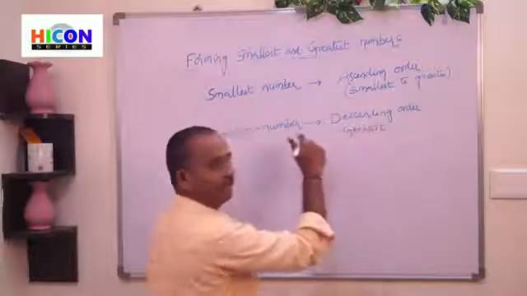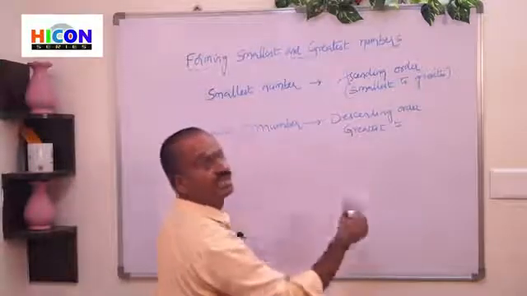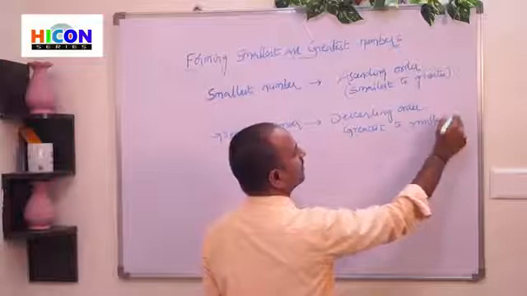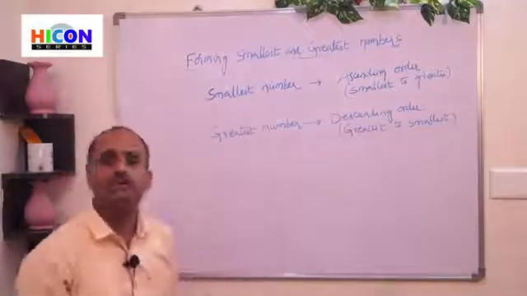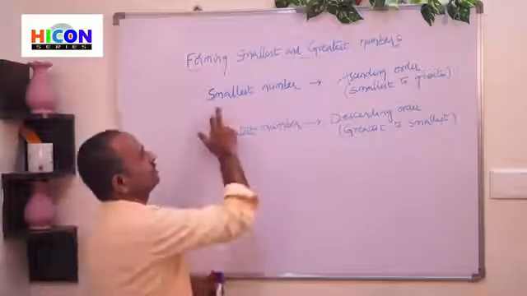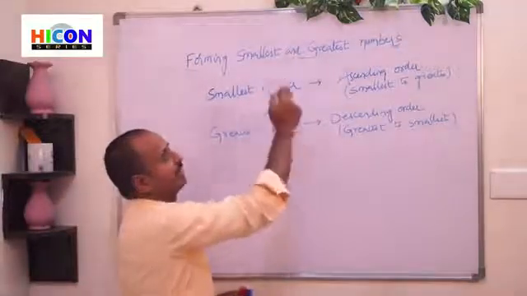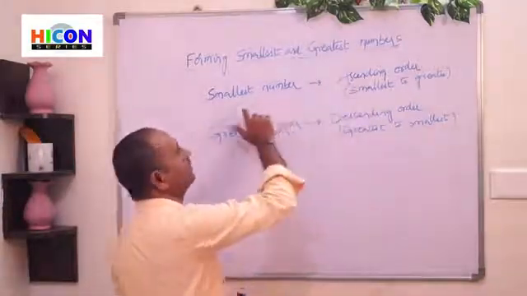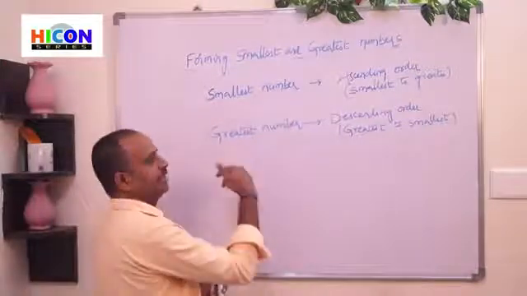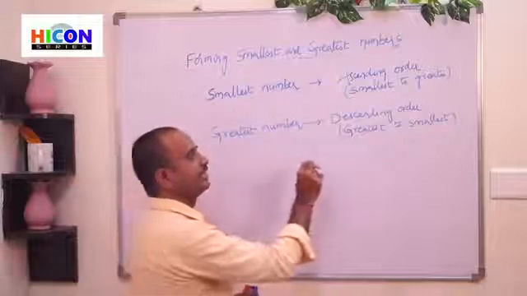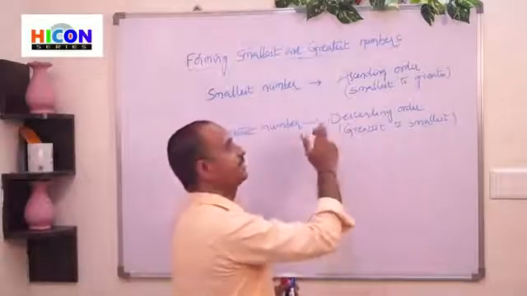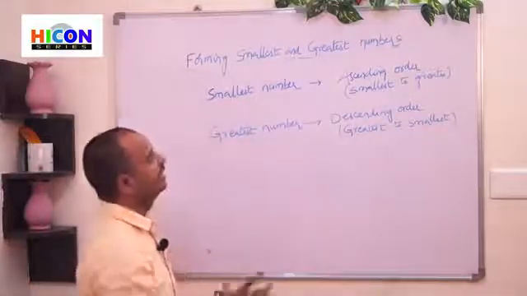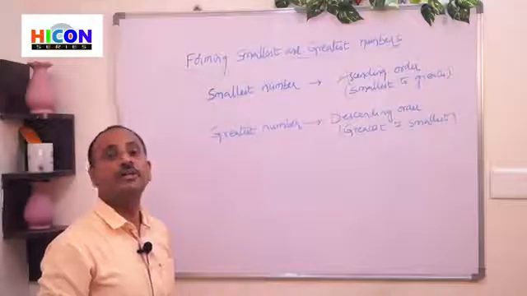So children, remember these 2 points, then we can easily form the greatest number and smallest number with the given digits. These are the points you have to note down. The smallest number can be obtained if we arrange the given digits from smallest to greatest, that is, in ascending order. And the greatest number can be obtained if we arrange the given digits from greatest to smallest, that means in descending order. So these are the 2 points you have to remember.